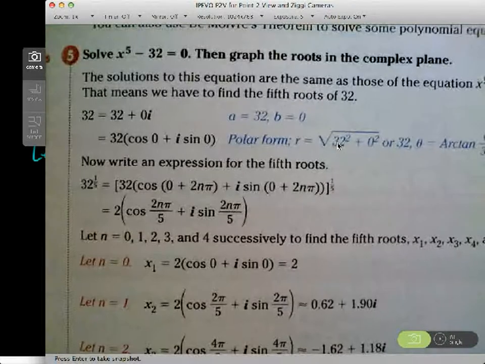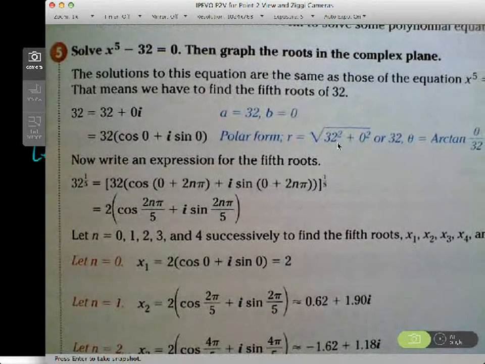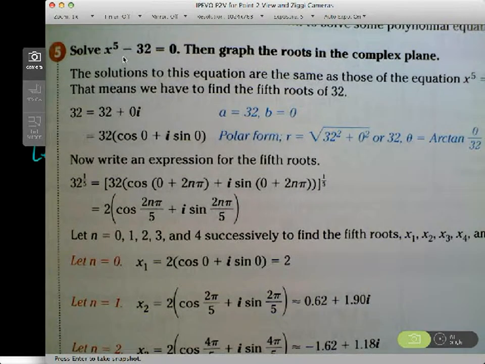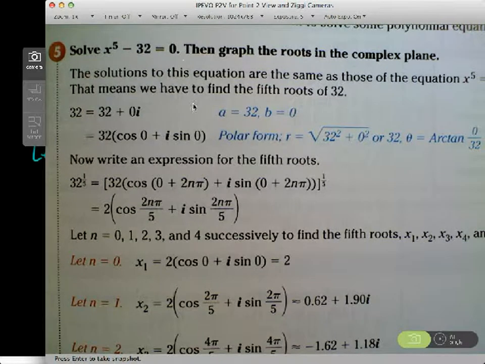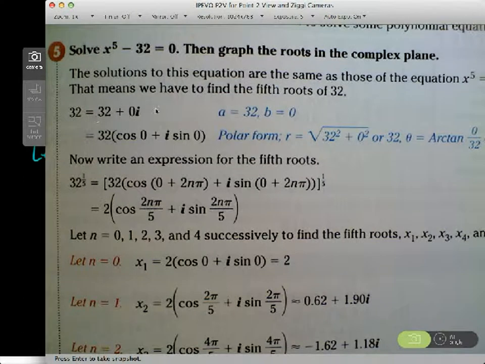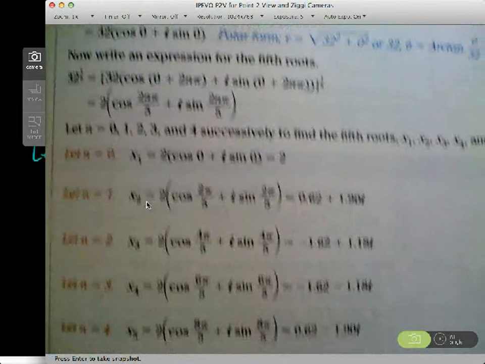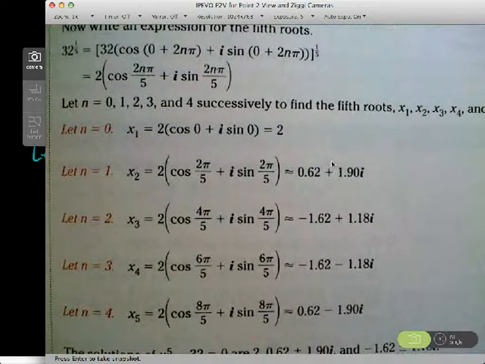Ready? If I want to solve the equation x to the 5th minus 32, and I'd add 32 to both sides, and I want to solve for all of the roots in the complex plane. This is 32 plus 0i. Here it is in polar form. And then I would plug it all in, and that's what I would have. And now I'd have to plug in 0 through 4 for that, right? So I plug in 0 through 4, and I get all of these different roots in complex form. By the way, the first one was a real one.